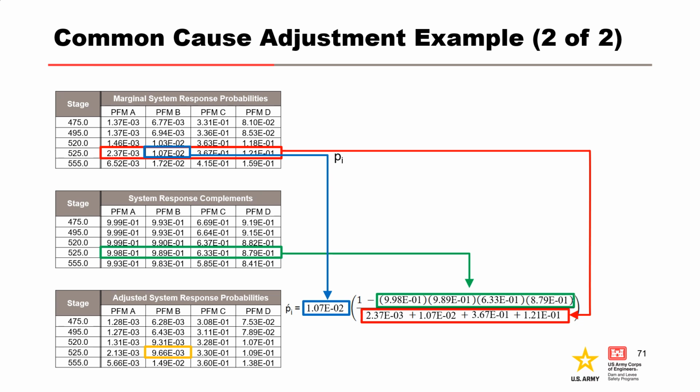We then repeat the process for every stage in failure mode. To get the adjusted probability of PFM-B at a stage of elevation 525, the rows and values we use for the calculation will shift downward, but the procedure is exactly the same.